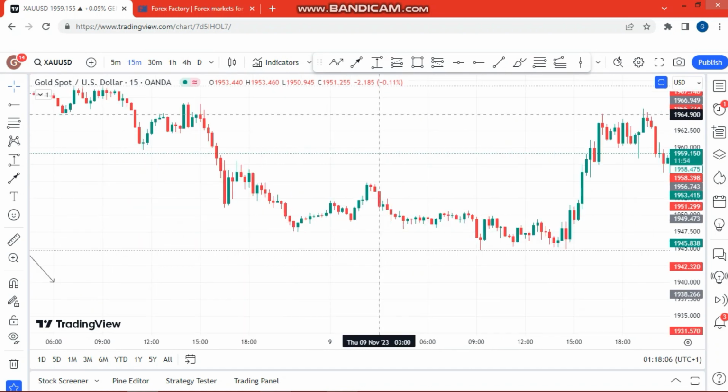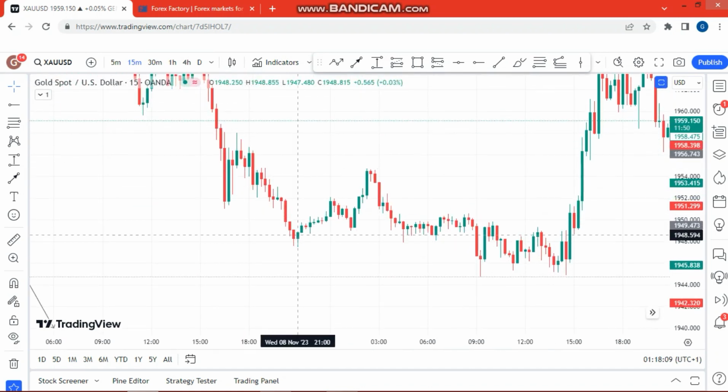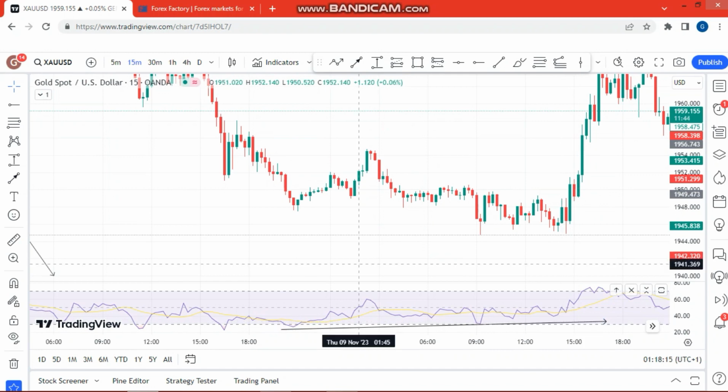Now back to my 15 minute time frame, and this is my entry time frame. Now that I know that, okay, if I put up my RSI again, you see it's right there, the divergence is there to this area.